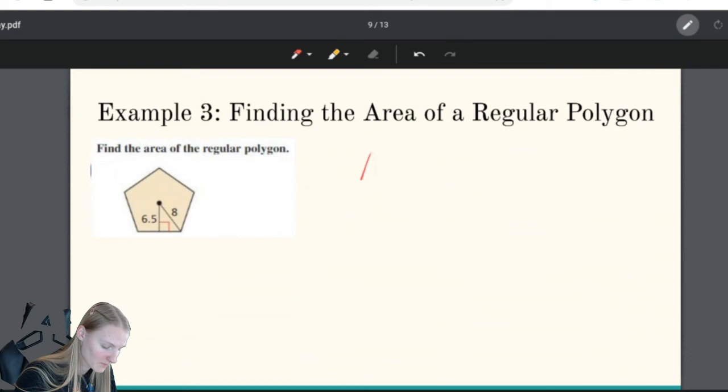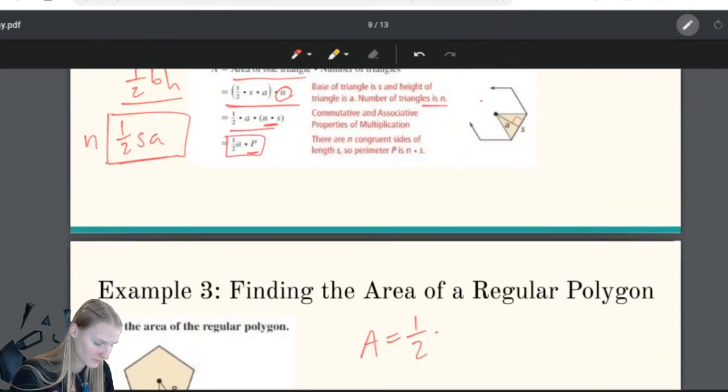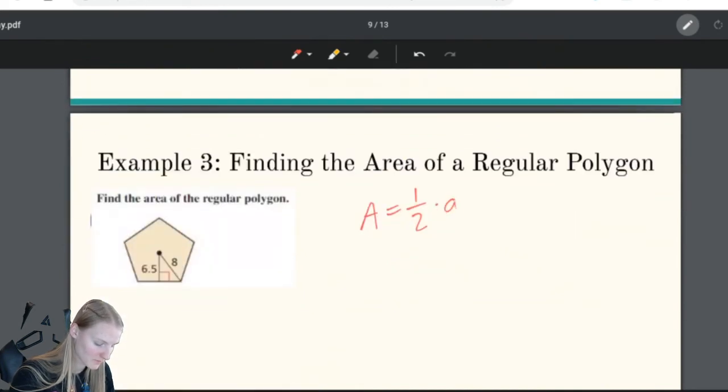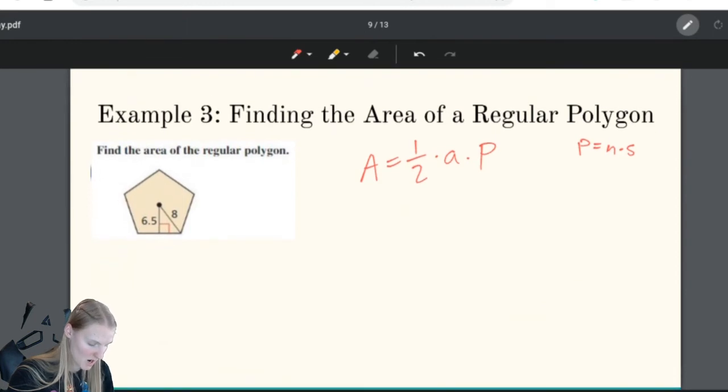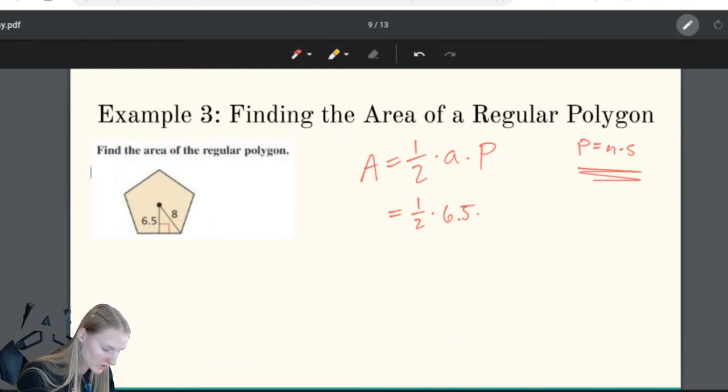Okay, so remember that we have area equals 1/2 of the apothem times the perimeter. And don't forget that the perimeter is the number of sides times the side length. Okay. Awesome. So, let's see. The apothem, right off the bat, I see that the apothem is 6.5, and the perimeter is number of sides, 1, 2, 3, 4, 5.